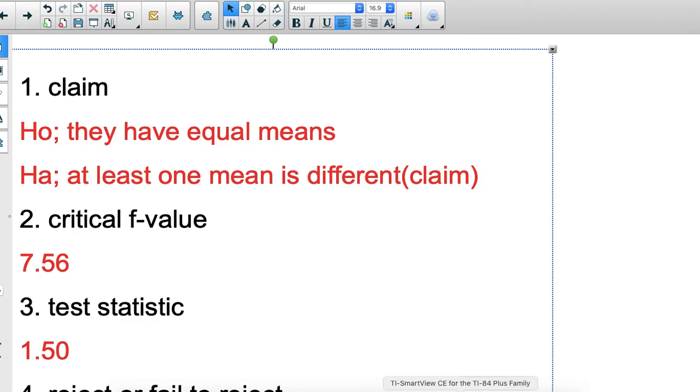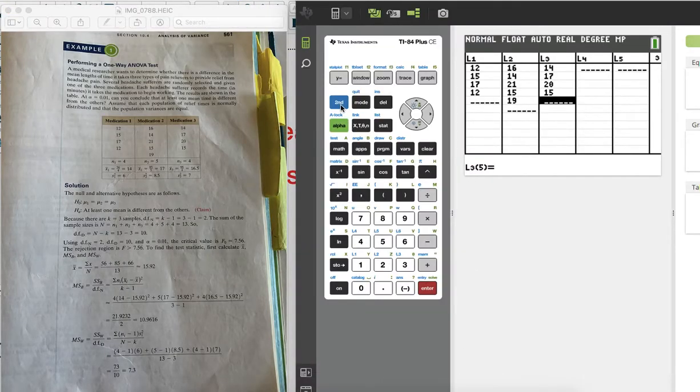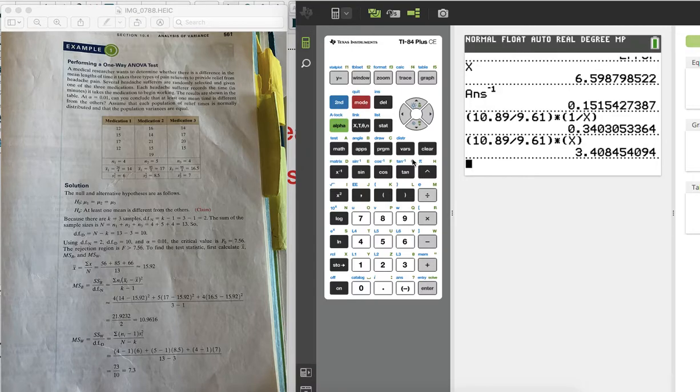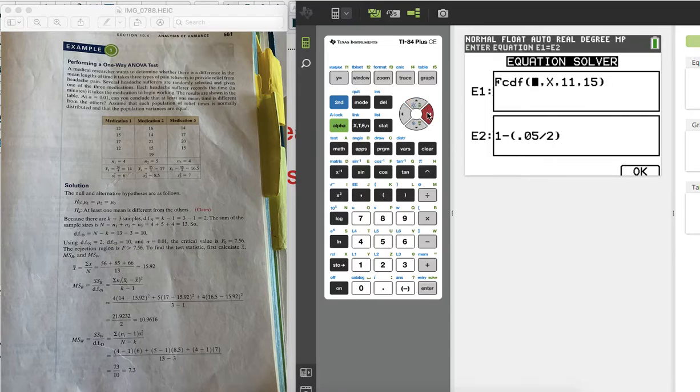HA: at least one mean is different, and this happens to be where our claim is. So the critical value, how do you get the critical value? Let's go back to the problem. I'm going to quit out of here. I've already entered the data. Math, push up, numeric solver. Okay, so the critical value.